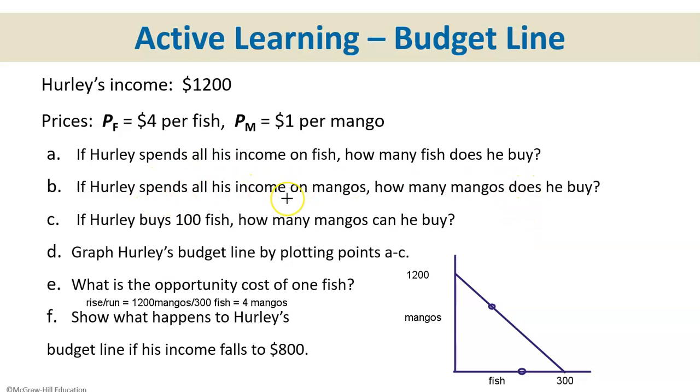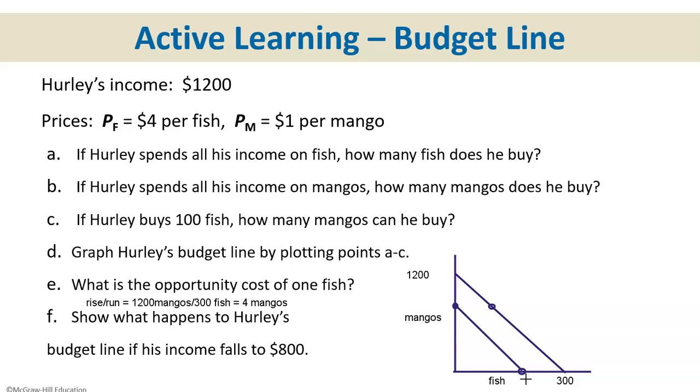If he spends all of his new income, $800, on mangoes, how many mangoes can he buy? Since mangoes are $1 a piece, if he spends all $800, he'll be able to purchase 800 mangoes. So that would be somewhere around here. That's my new endpoint. And then all we have to do is connect the dots. So that's what our new budget line looks like if his income falls.